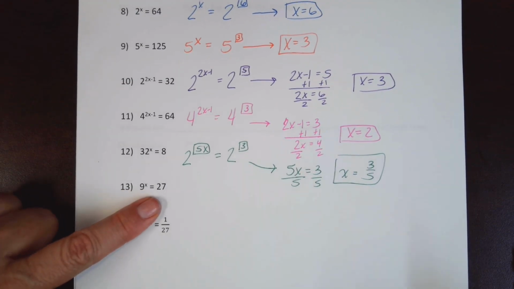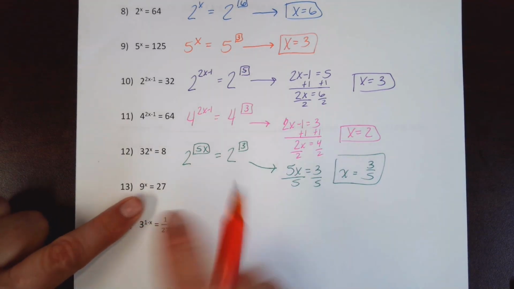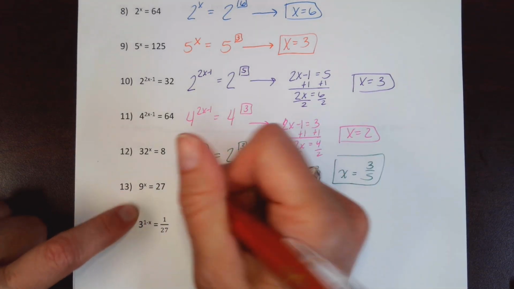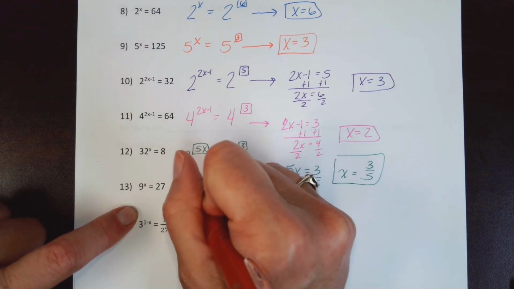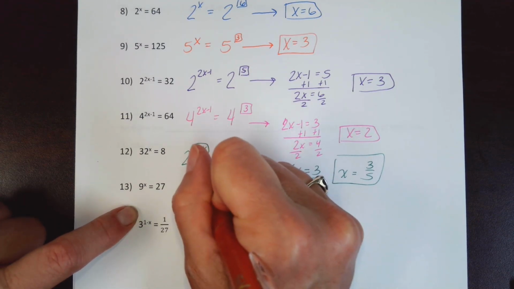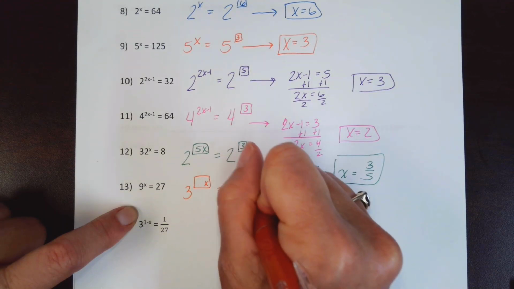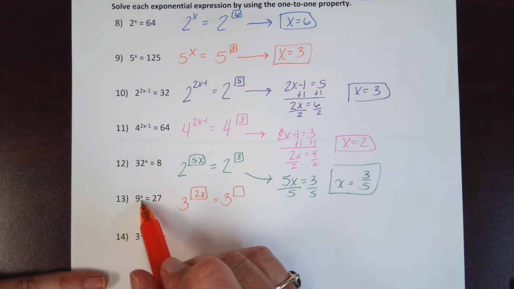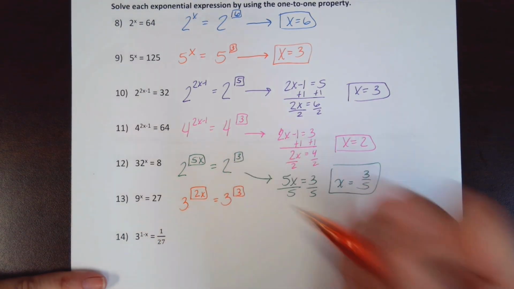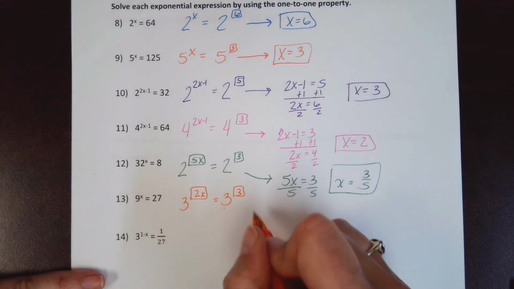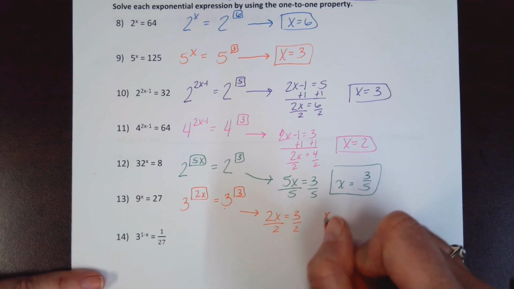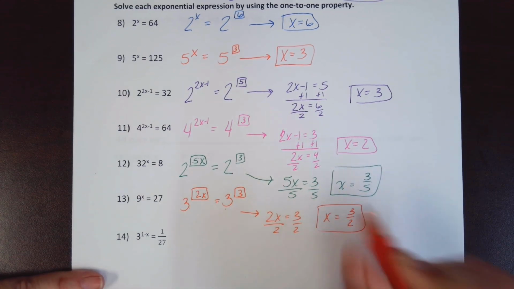Okay, let's look at 13. 9 squared is 81, not 27, so I can't use 9 as my base. 9 and 27 are both divisible by 3. 3 squared is 9. I already had an x in that exponent. 3 cubed is 27. So my bases are the same. My exponents, therefore, are equal. So x would be 3 halves.